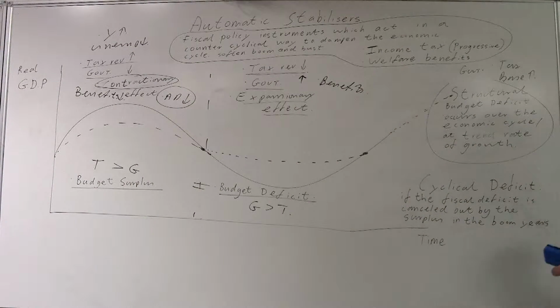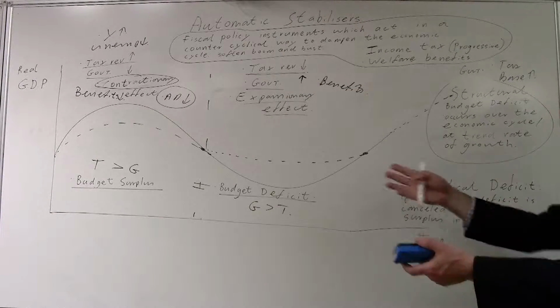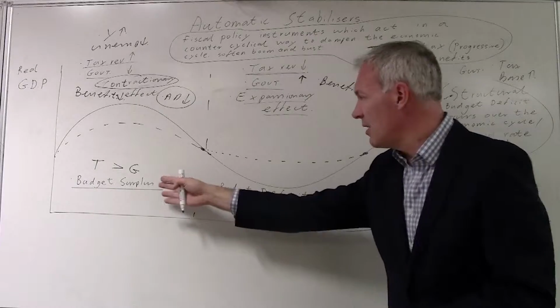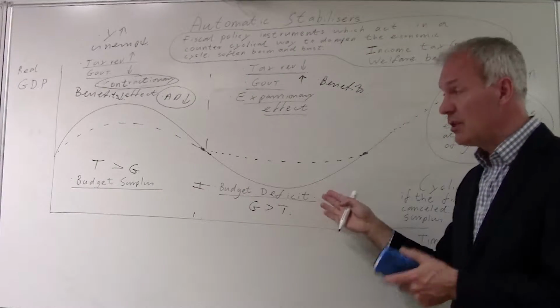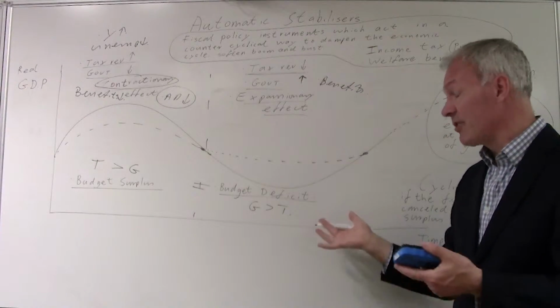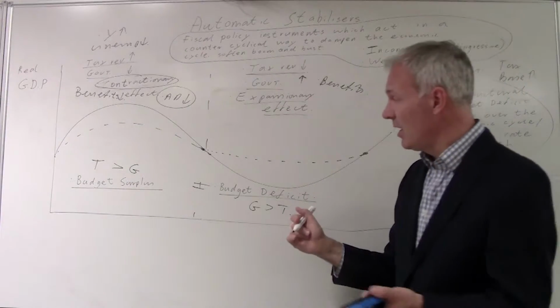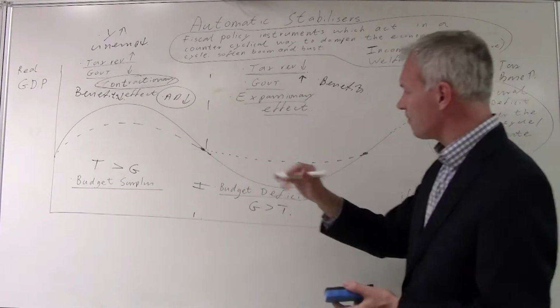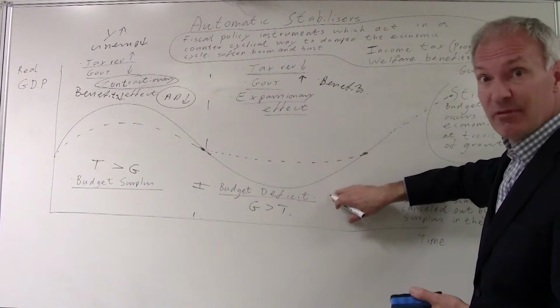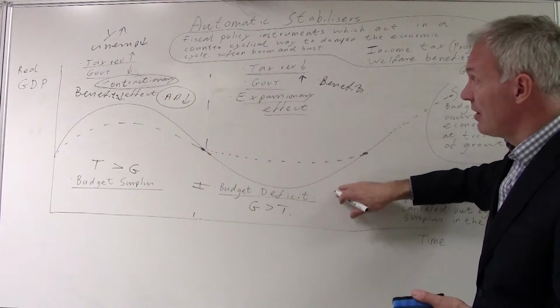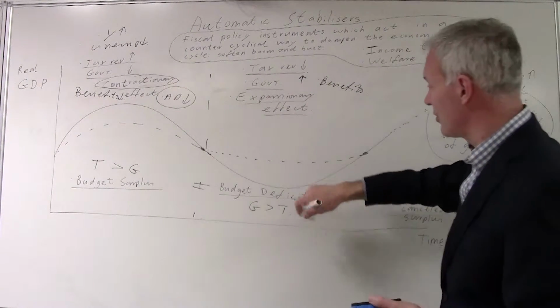So a cyclical deficit is if the fiscal deficit is cancelled out by the surplus in the boom years, as you can see here, if the two are equal. And so a cyclical deficit isn't really a major problem. And automatically the government finances will move into a deficit, as I said before, when you have a recession.